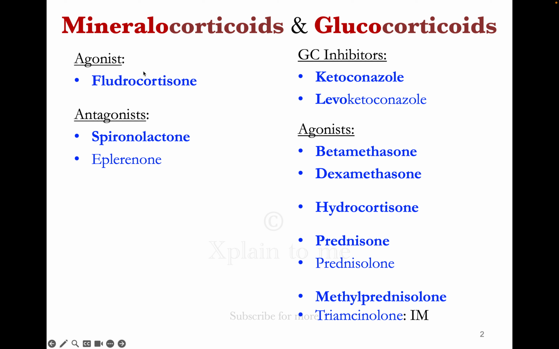So in Addison's disease, that is a primary adrenal insufficiency, we can use fludrocortisone along with hydrocortisone. The reason is that adrenal cortex cells are not active. So since we need to replace mineralocorticoids and glucocorticoids, we are using the combination of fludrocortisone with hydrocortisone. But fludrocortisone does not have any glucocorticoid activity, only mineralocorticoid activity. Keep that in mind, okay?